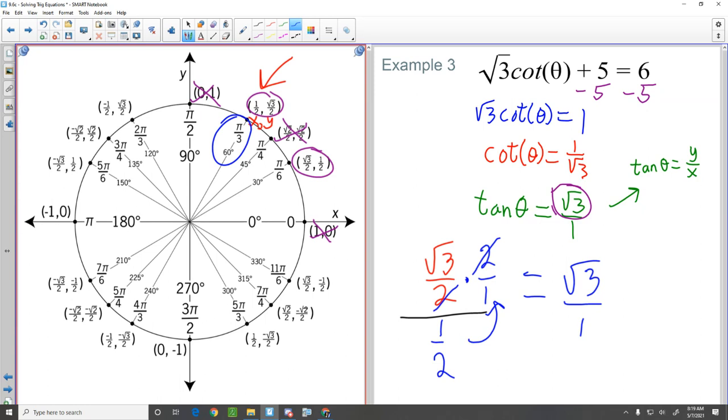Now I need another angle where that happens. Did anyone find the second angle? Which quadrant should I look in first of all?